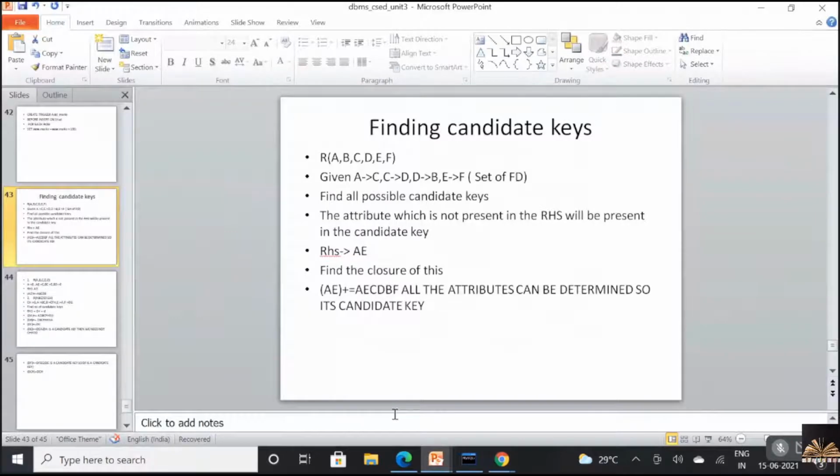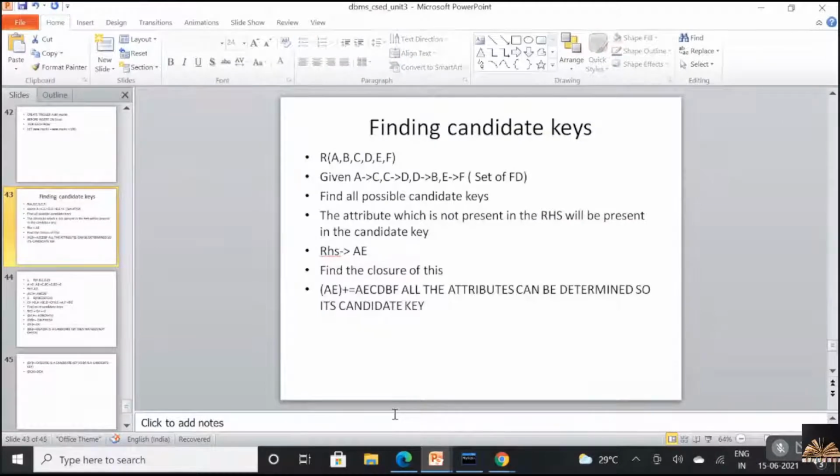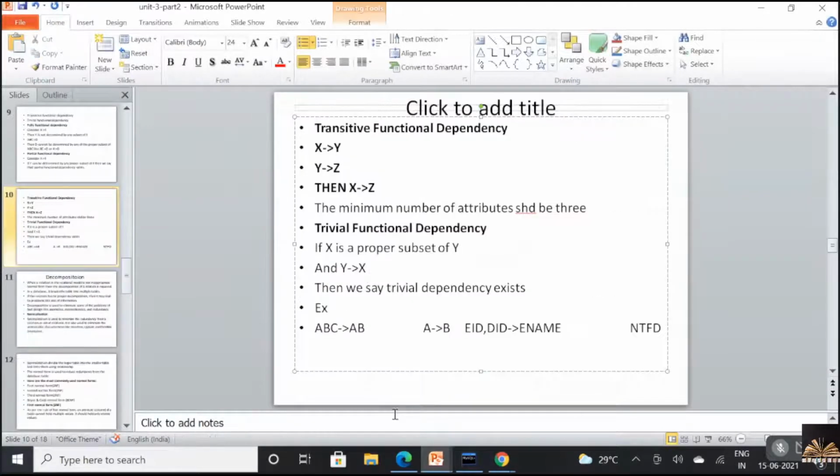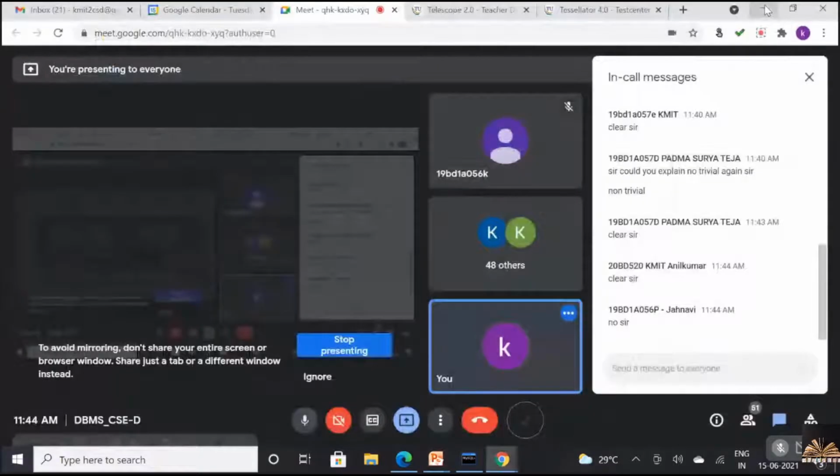Okay. Now, whenever you are given the concept of functional dependencies, how to find the candidate keys is the next topic. Try to understand this. Whenever you are given a set of functional dependencies, how do you figure out the possible candidate keys? All of you know what a candidate key is. Now what I'm trying to do is find the set of candidate keys.